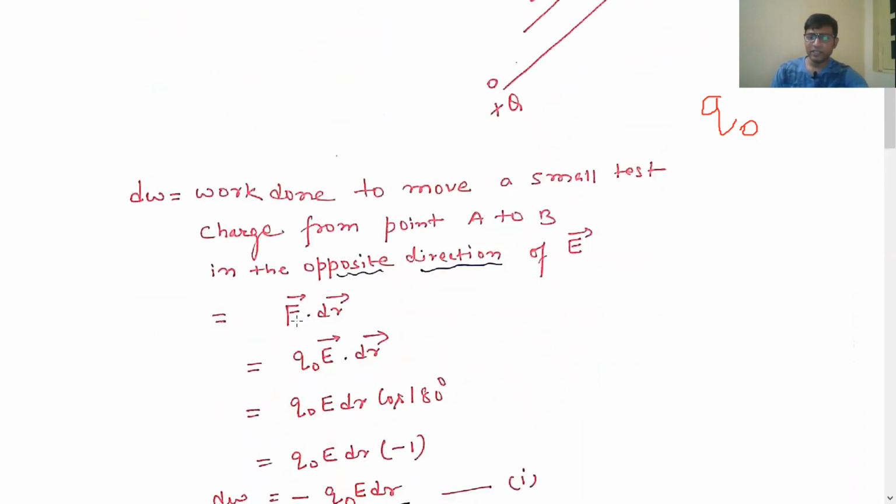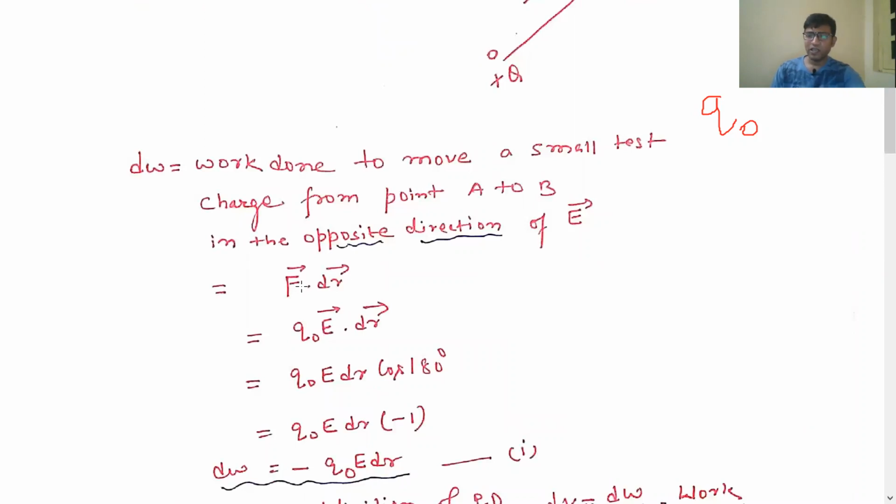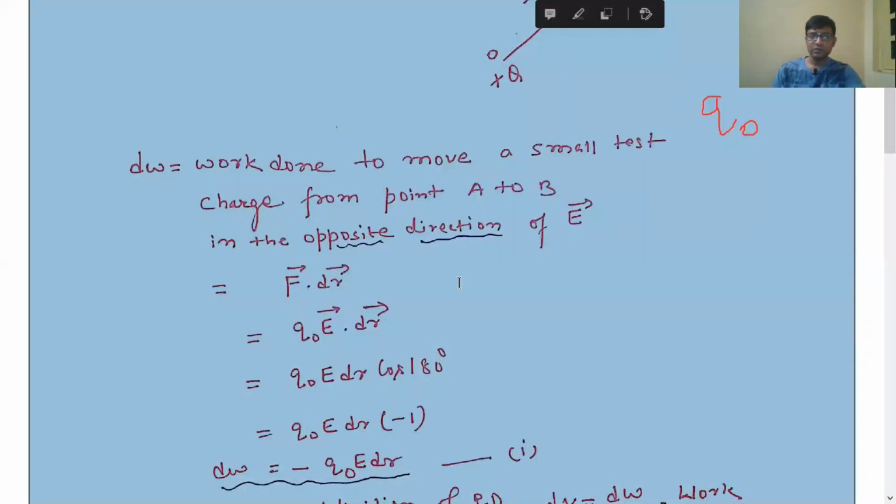Now what is F? Actually it is the electric force, and from the definition of electric field, it is the force experienced per unit test charge. So of course, force must be equal to charge multiplied by electric field. Force must be equal to charge into electric field. So this q naught is the test charge, this is the electric field E, and there is a small displacement dr. Now it is a dot product.